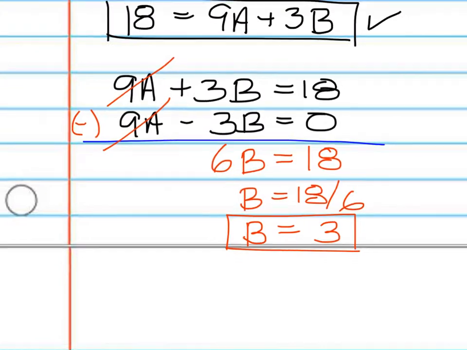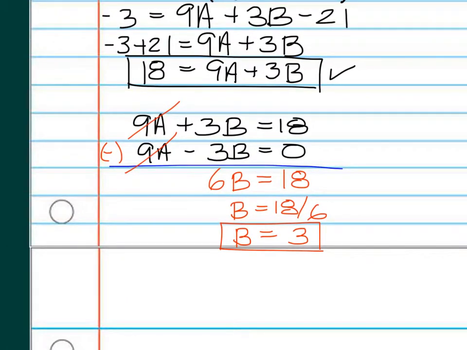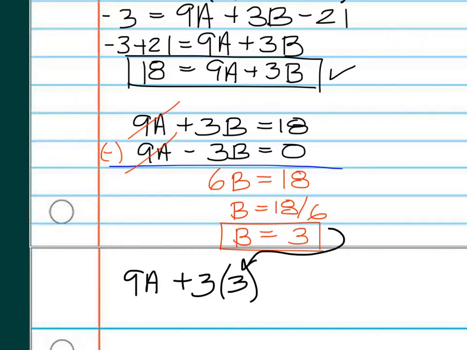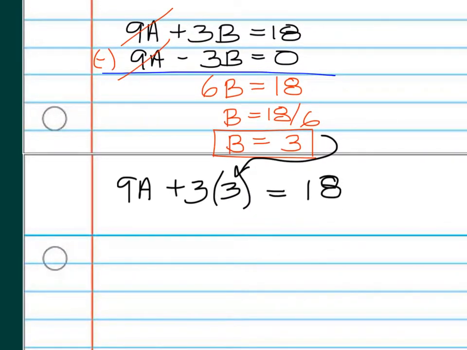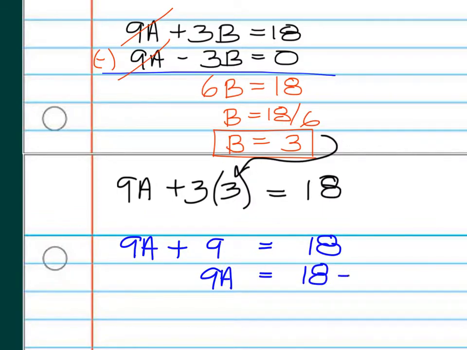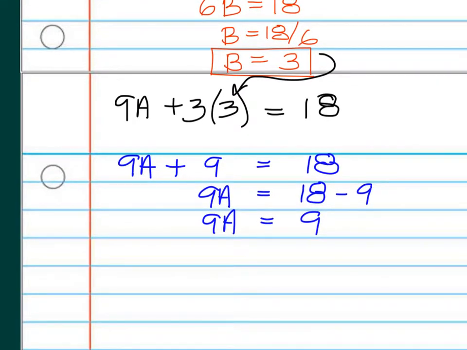And if we want a, we have to plug 3 back into it, or into one of those other equations. We can use the top one, 9a plus 3b, and instead of b, we're putting in the 3 that we just solved for, and set that equal to 18. So that is 9a plus 9 equals 18. 18 minus 9 is going to be 9. And divide 9 by 9 to get a 1.